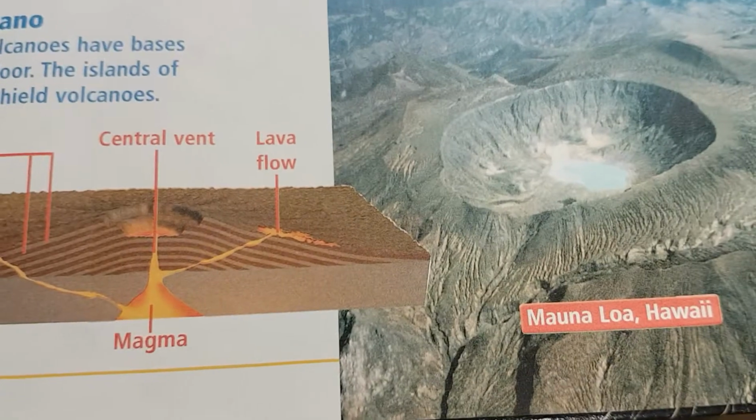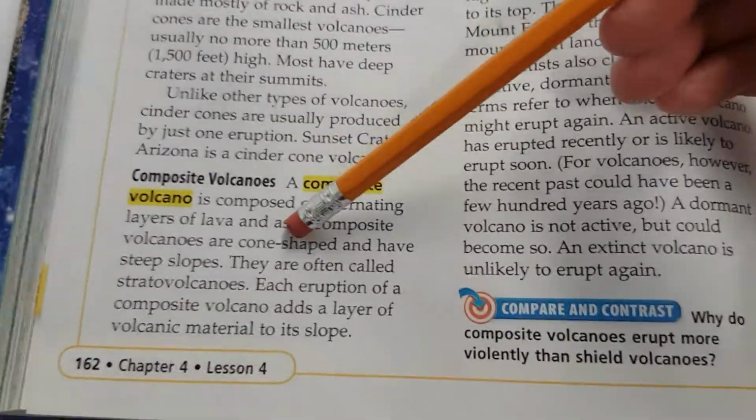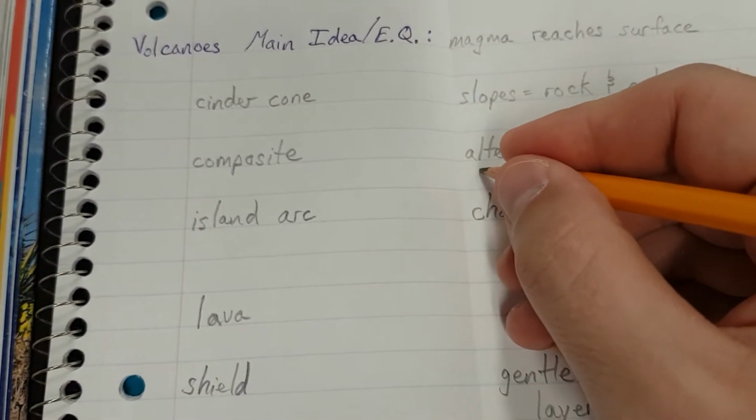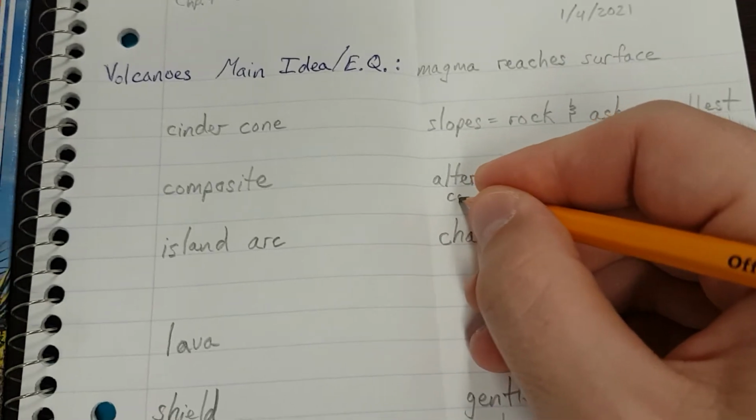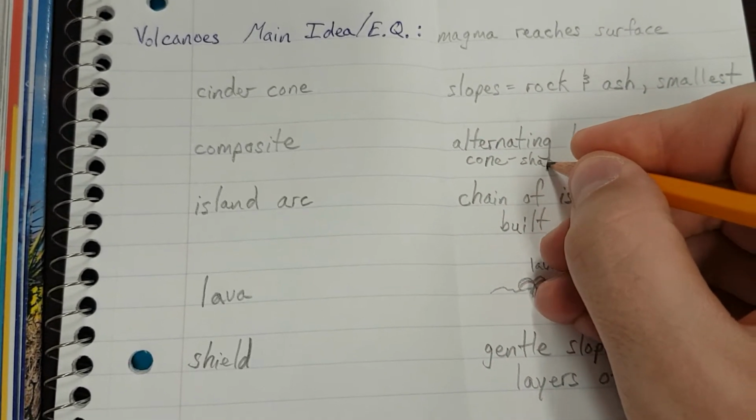Okay, so let's go back to the composite and the cinder cones then. Remember how they said they are cone-shaped? So let's go back to here, composite, and say cone, C-O-N-E, dash, shape, S-H-A-P-E.